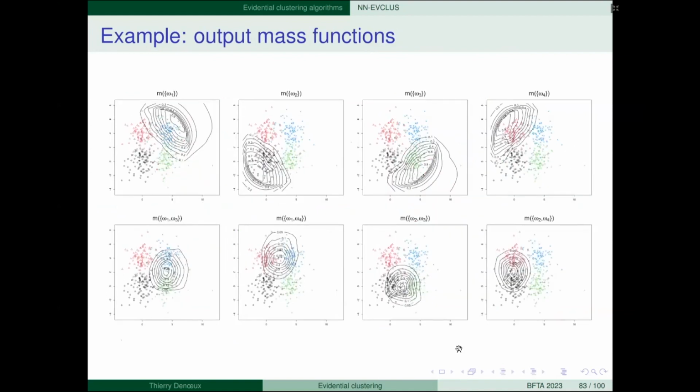Okay. And here we see the contours for the mass on cluster 1, the mass on cluster 2, 3, 4, and the pairs. The mass on clusters 1 and 2 is high when we are between cluster 1 and cluster 2. This is 1, 4, 2 and 3, 2 and 4, and so on. Okay, so now if we have new data, we can input the attribute vector in the neural network, and the output gives us a mass function. So we can also classify new data.